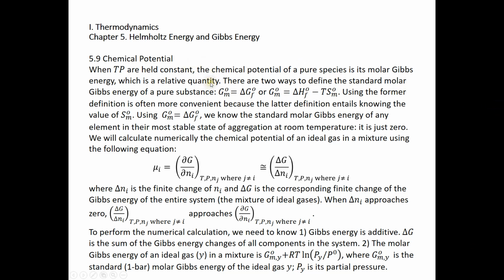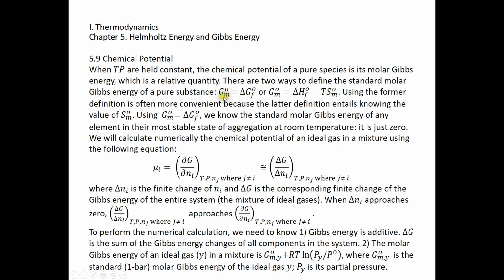and this is a relative quantity. We can set different zero references. There are two ways to define this standard molar Gibbs energy. One is this: the standard molar Gibbs energy is equal to the standard Gibbs energy of formation. Another way is this: it's the standard enthalpy of formation minus temperature times the standard molar entropy. Using this equation is more convenient because the second expression involves the value of the standard molar entropy. We need to look it up.